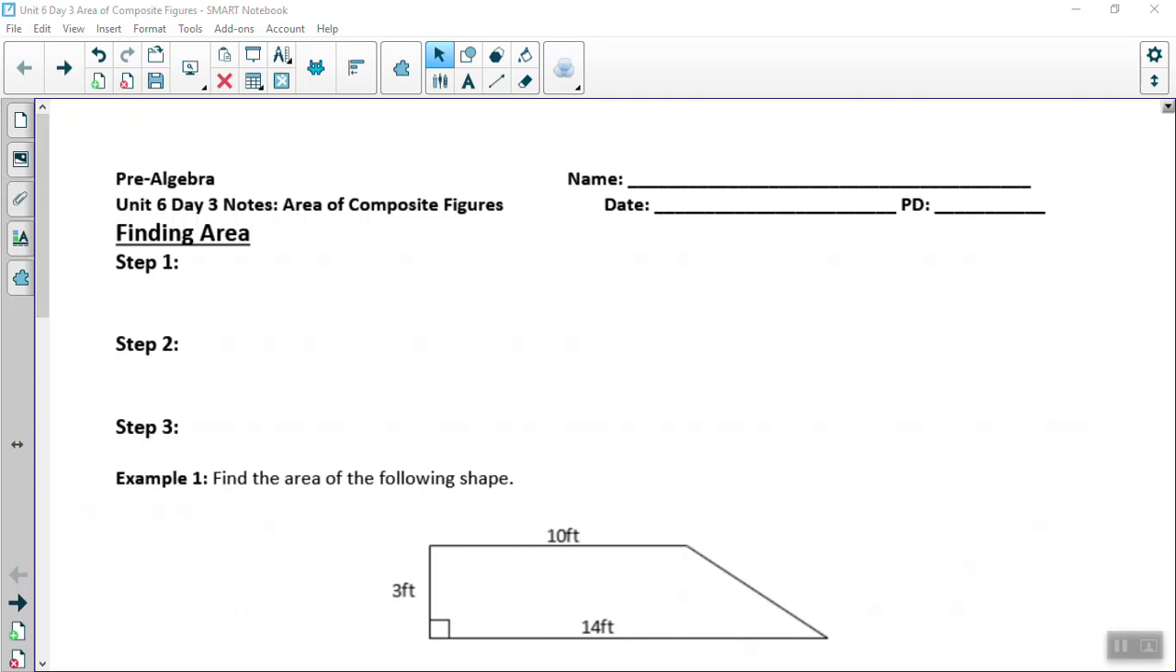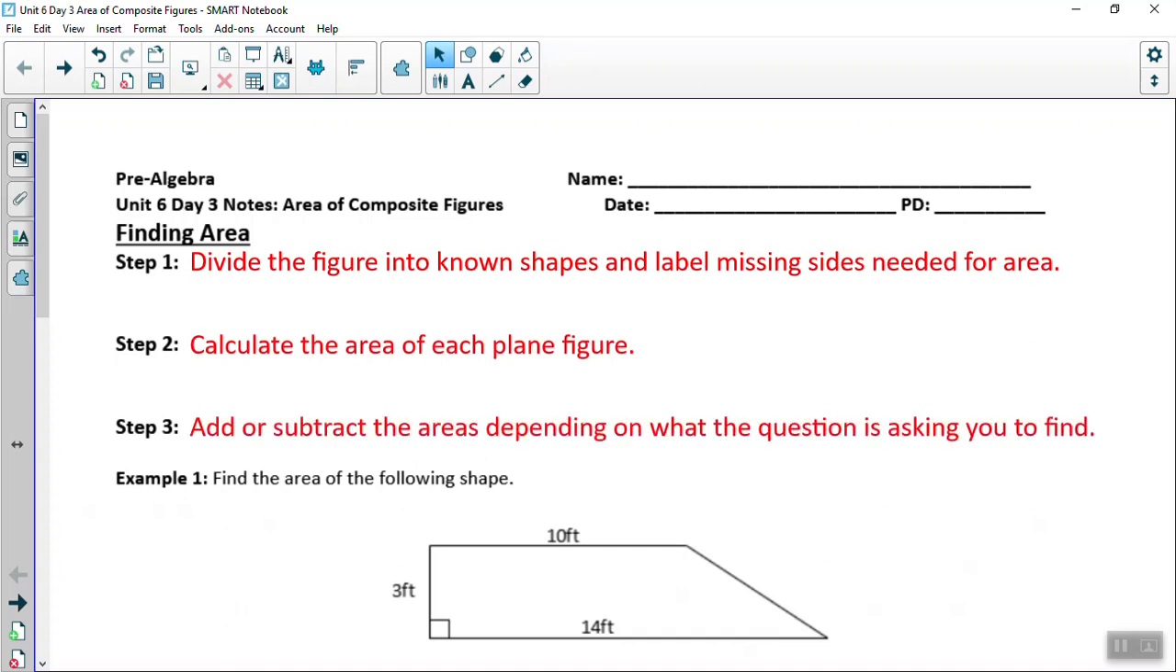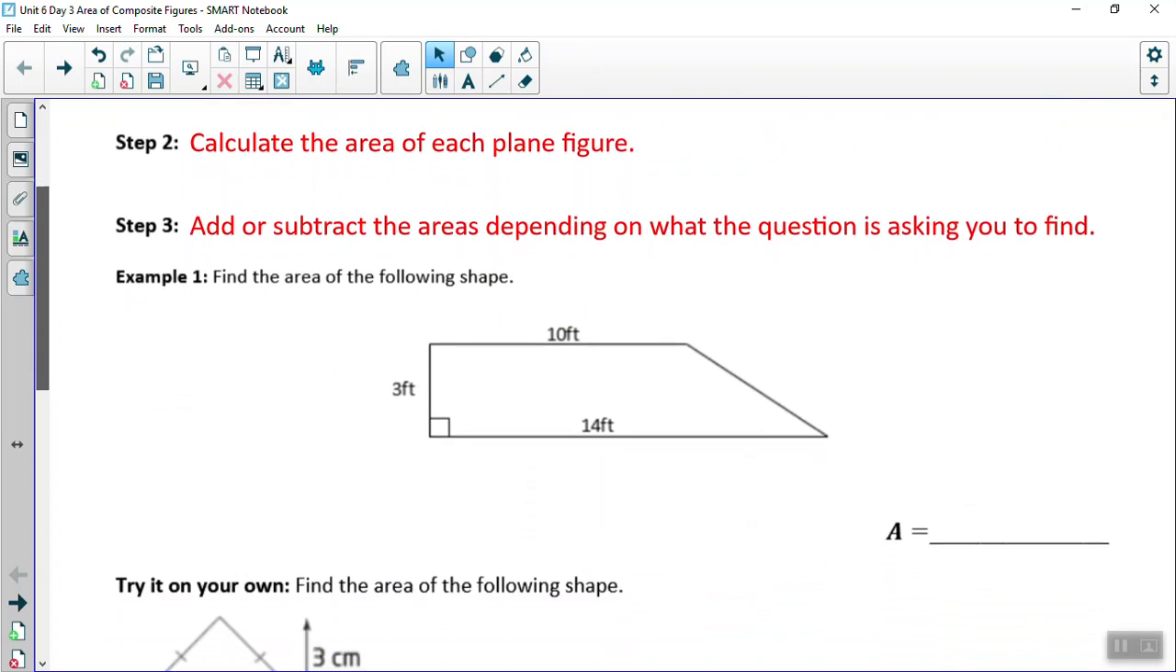Hi everyone, today we're going to talk about finding the area of composite figures. Alright, so finding the area. Our first step is to take that composite figure and divide it into known shapes and then label any missing sides that we need to find the area. Step 2, calculate the area of each plane figure. And step 3, we're going to add or subtract the areas depending on what the equation is asking you to find. Alright, so let's take a look at this first one here.